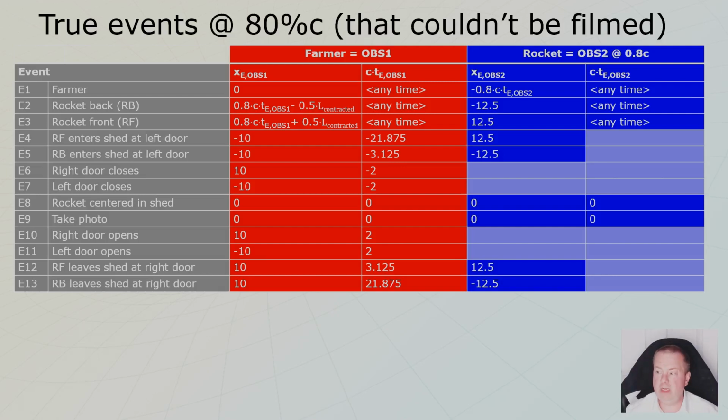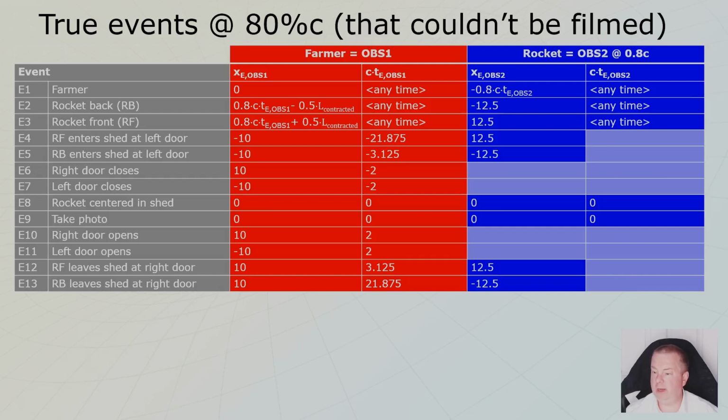So what do we know from the rocket's perspective? Well, the rocket will say the farmer is always -0.8 times C times my time away from me. We go to event number 2, the back of the rocket. From the rocket's perspective, its center of origin is in the middle of the rocket. The rocket is 25 meters long, so the back of the rocket is -12.5 and the front is +12.5. That's what we see at events number 3 and 4.